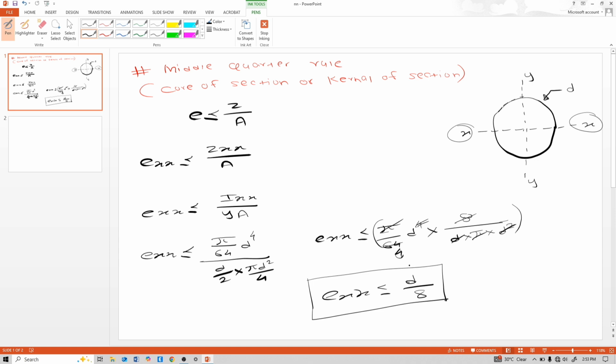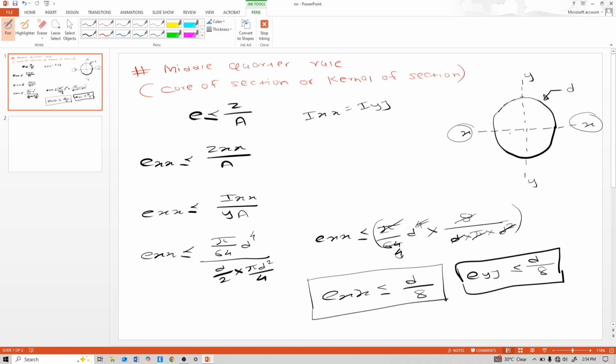And you all know that the moment of inertia for Ixx and the moment of inertia for Iyy axis for that circular shape are both similar. So that's why, and the area is the same for that circular shape. So Eyy should be less than or equal to d by 8. So our objective is complete.